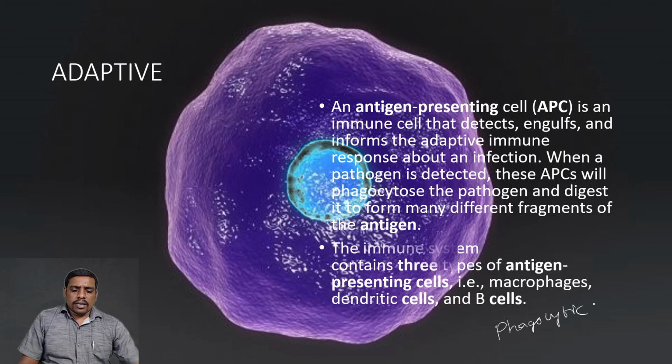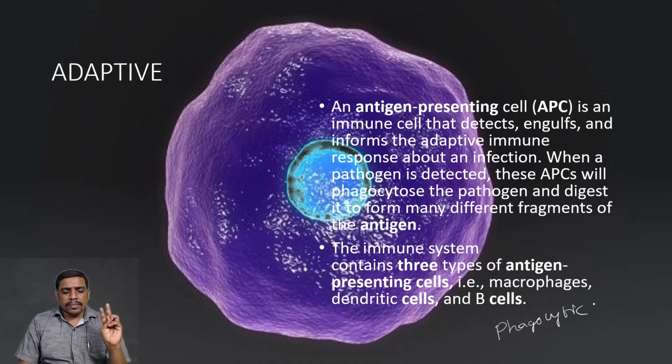Now, here each and every cell in our body, every immune cell, plays a key role in immunity. The immune system contains three types of antigen presenting cells. What are they? First type, macrophages; second type, dendritic cells; and third one, B cells.